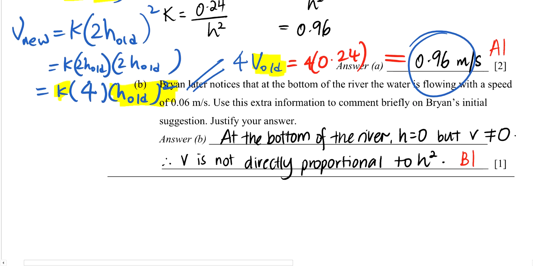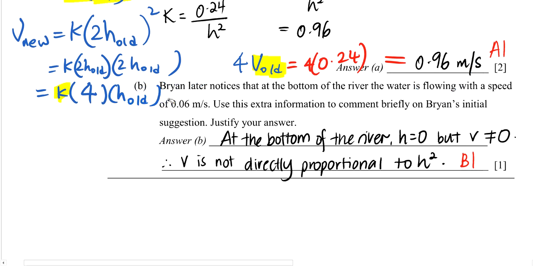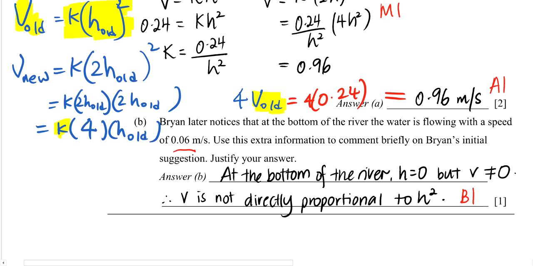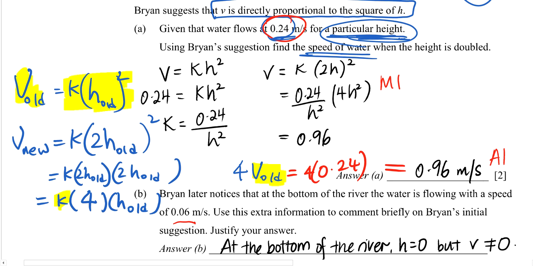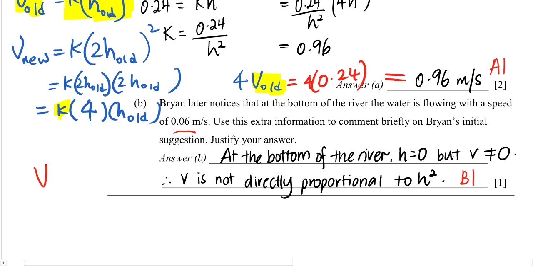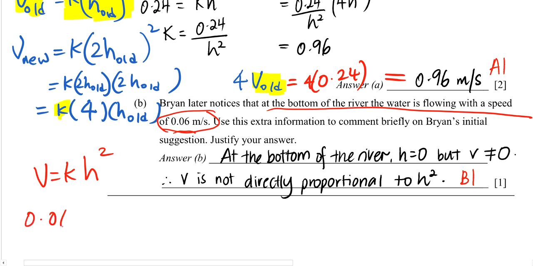Okay, next. He notices that at the bottom, the water is flowing at a speed of 0.06 meters per second. How does this relate to his initial suggestion that V is directly proportional to the square of H? So he initially said V equals K H squared. Okay? Based on this statement, water at the bottom, speed 0.06. Possible or not? So he's saying V is 0.06.